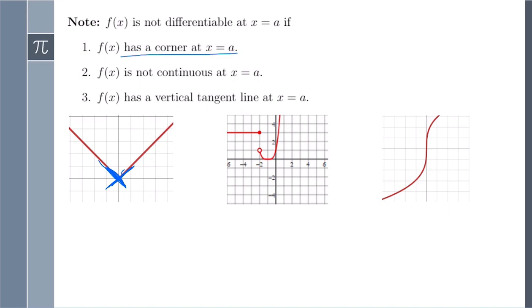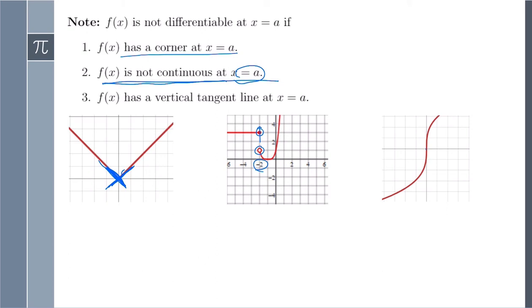The other case is if f is not continuous at a. As we said earlier, continuity is a necessary condition for differentiability. So if f of x is not continuous at a, then the derivative does not exist, or we cannot differentiate the function at x equals a, just like this one. Here it is not continuous, there is a jump, so we cannot find the derivative at x equals -2 in this case.